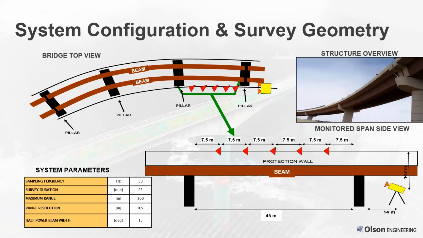So we simply mounted those to the top of the Jersey barrier along the inside of the curving bridge at nominally 7.5 meter intervals. We put 5 reflectors up there on this span, so we could kind of monitor the deflection of that span entirely.